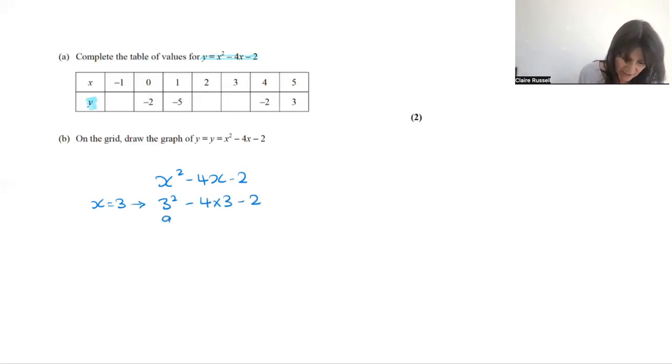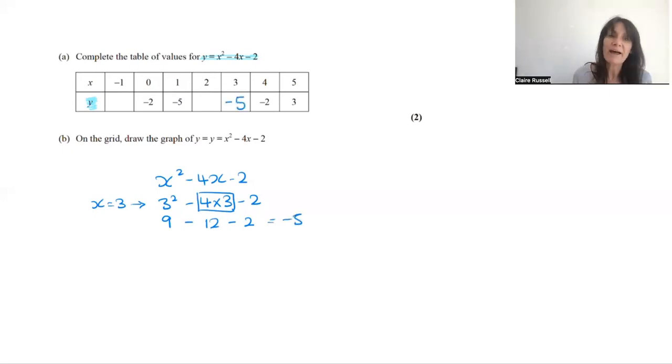3 squared is 9. Now I'm just going to box off the bits that I do so that I know what I've got left. 4 3s are 12, but I've got a minus I've not used yet, and then I've got that minus 2 there. 9 take 12 take 2 is equal to minus 5. So minus 5 would go into the table there. I've now got x equaling 2 going in. So I've got 2 squared minus 4 times 2 minus 2.